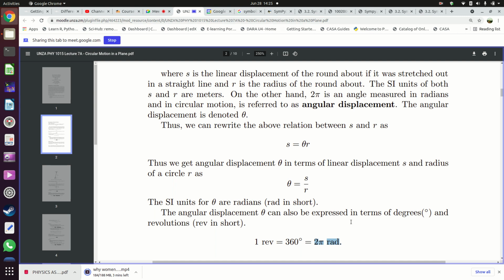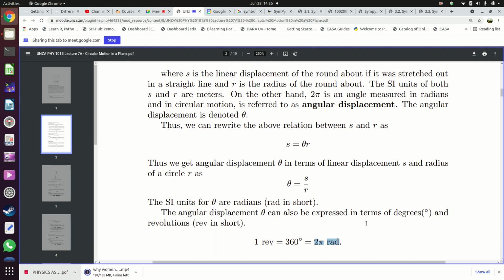So this is what is referred to as angular displacement. When you move in a straight line, the amount of distance you move in a straight line, we call that linear displacement. When you're moving in a circle, the amount of distance you move in terms of angles, if you move 20 degrees or 45 degrees or 90 degrees, that is what is referred to as angular displacement. And angular displacement is measured in radians, and of course radians are related to degrees. 2 pi radians is equal to 360 degrees, also equals to 1 revolution.